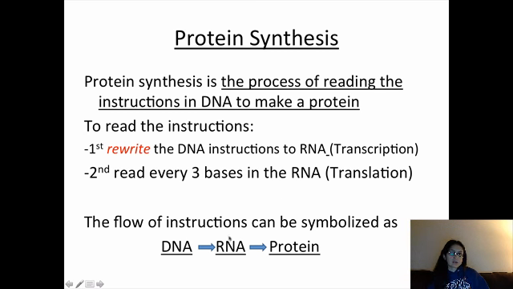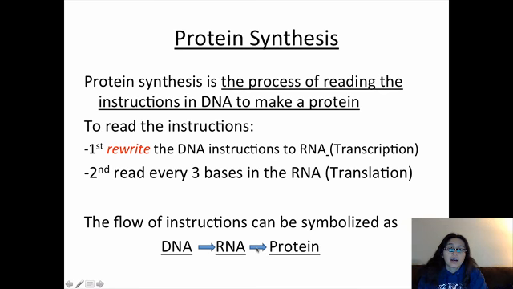So the flow of instructions is often symbolized like this. You start with DNA, because DNA has instructions for making proteins. Those DNA instructions are rewritten into RNA. RNA is going to leave the nucleus, go find a ribosome, and when you read the RNA every 3 bases at a time, you make a protein. So you start with DNA, make RNA, and in the end of protein synthesis, the whole goal, you wind up making that protein. DNA has the instructions. They have to be rewritten since DNA does not have the opportunity to leave the nucleus. Rewritten into RNA. RNA leaves the nucleus and finds a ribosome. RNA is then read to make a protein.